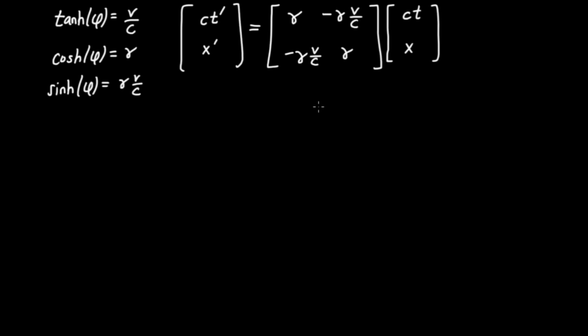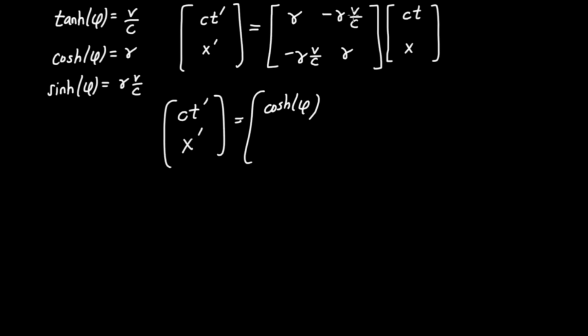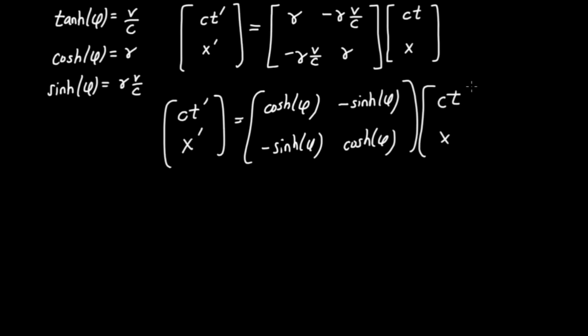But the reason I did this whole thing is to relate it back to these hyperbolic trig functions. Now what I notice is that these coefficients are precisely the ones I was deriving here. So I can rewrite this. I would just keep the vector there, ct prime, x prime is equal to, now what was gamma equal to? That was cosh of phi. So I'm going to write cosh of phi. What's this one? The minus gamma times v over c. That's minus sinh of phi. It's the same thing down here, so again, minus sinh of phi. And again, I get a gamma here too, so that's also cosh of phi. And that's still times the input vector, which was ct, x.